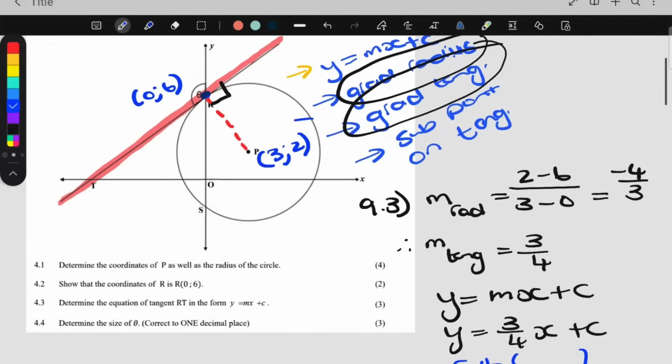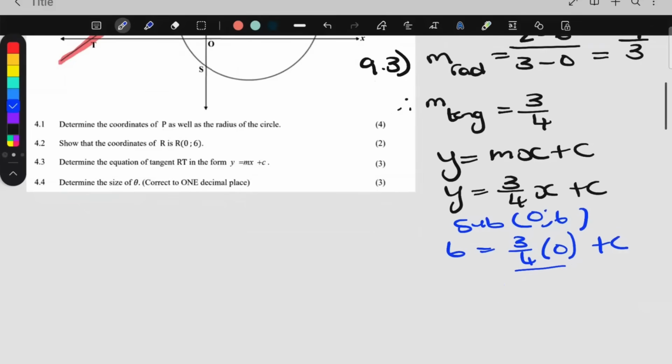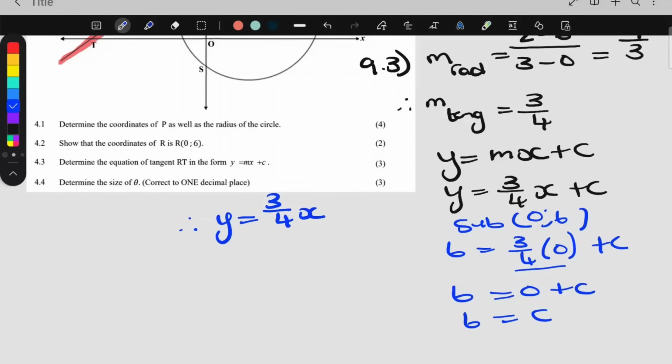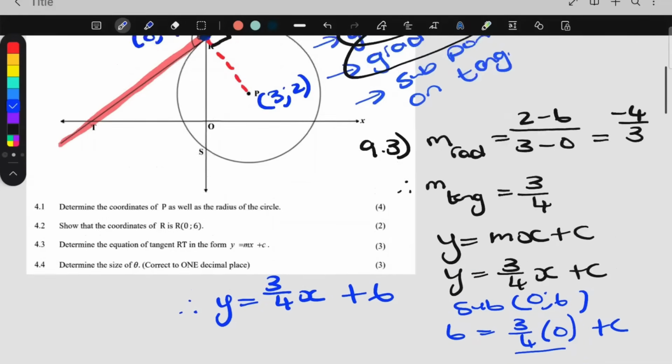The point can't just be a random point. Eh? So do you see here, (0; 6)? Let's sub in (0; 6). So 6 is equal to 3 over 4 times 0 plus c. So I get this to be 0. So 6 equals 0 plus c. C is 6. So therefore the equation of the tangent is y equals 3 over 4 x plus 6. And that's how you work out the equation of a tangent.